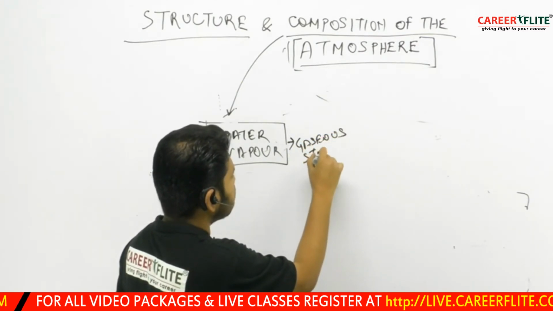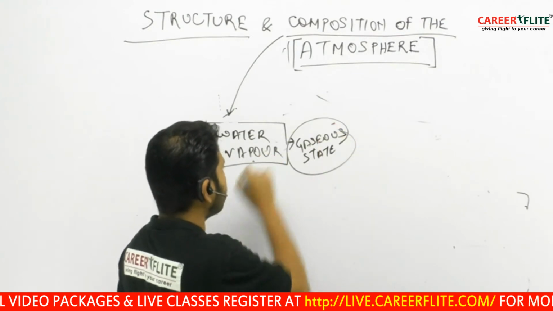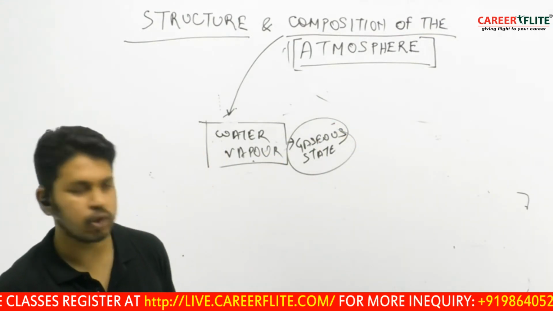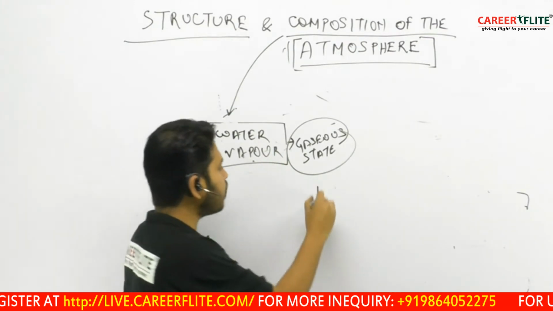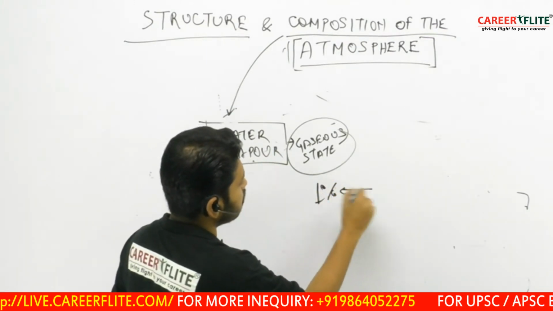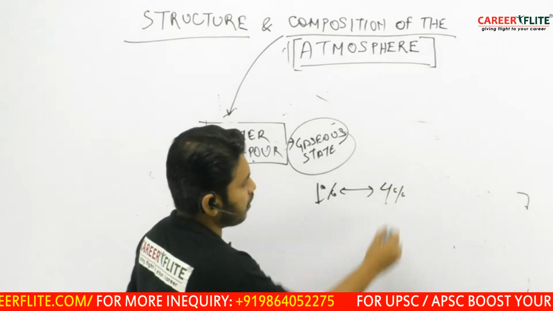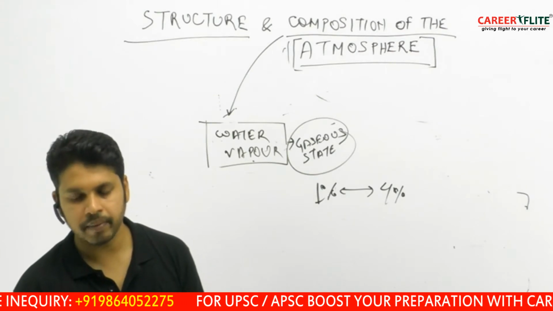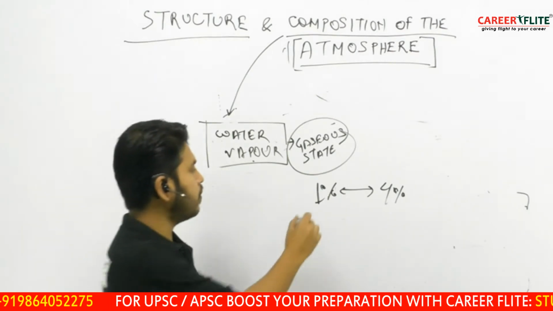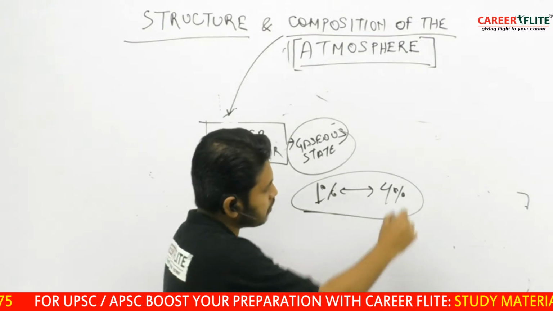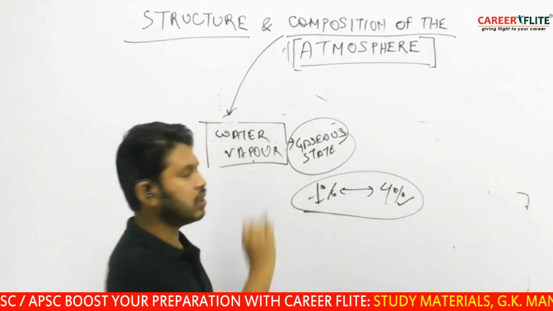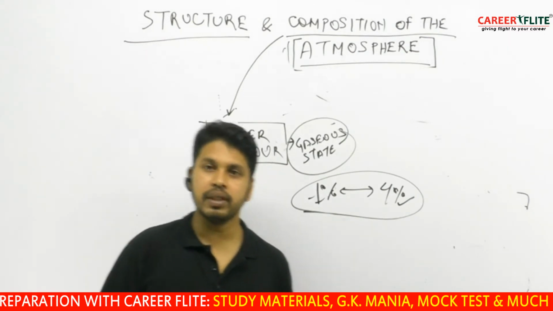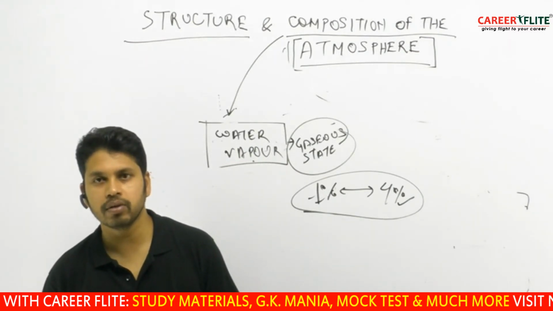Now, what is the job of water vapor? First of all, let's see how much water vapor is present in the atmosphere. The variation may be from 1% to 4%. We can find the amount of water vapor in the atmosphere from 1% to 4%. It can be at maximum 4%, and less than 1% in some other places. So where can we find more water vapor molecules in the gaseous state?